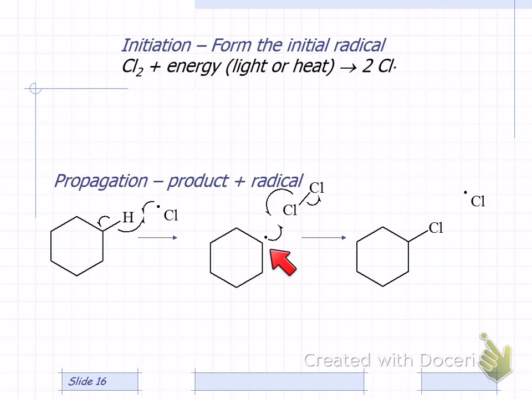This is the first step in the propagation steps. You form a cyclohexyl radical, and then the radical cyclohexane abstracts a chlorine from Cl2. That's the abstraction. Abstract means just pull it out, right? It abstracts the chlorine from the Cl2, but to do that, you have to form a chlorine radical. So you form the chlorine radical, that's this guy over here. This is your product, just in case you didn't recognize this one down here.